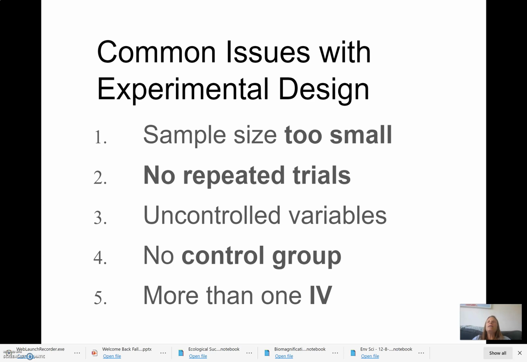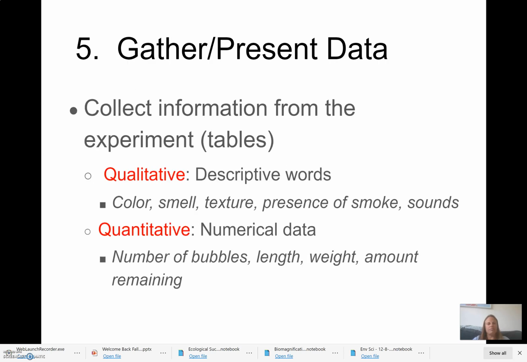So some common issues that you run into when you're designing an experiment is my sample size is too small, I didn't have a chance to repeat my trials, I had variables which were outside of my control, I didn't have a control group, and I had more than one IV, which means independent variable.